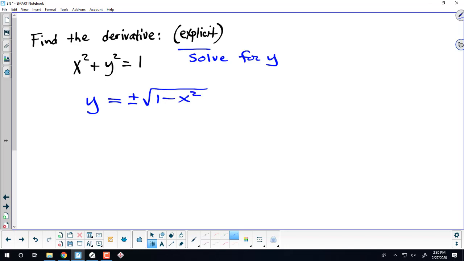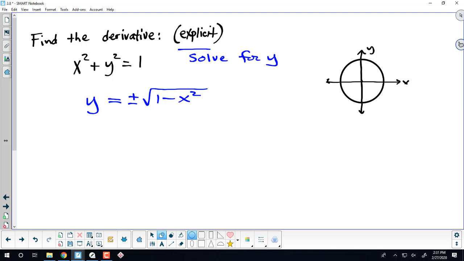So we subtract x squared, and then we take the positive and the negative square root of both sides. By the way, x squared plus y squared equals 1. What kind of graph is that? A circle with a center at 0, 0, and its radius is 1. So that's the unit circle. Once we find the derivative, we should be able to find the slope of that circle at any given point on the circle.